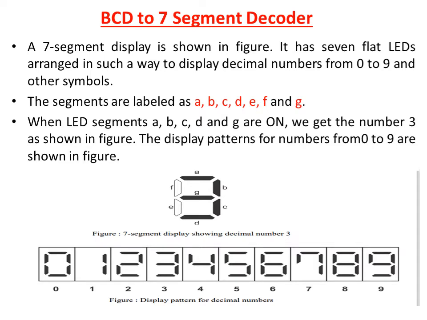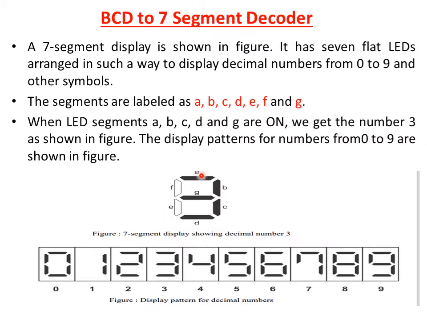A 7 segment display is shown in the figure. It has 7 flat LEDs arranged in such a way as to display decimal numbers from 0 to 9 and other symbols. The 7 segments are labeled A, B, C, D, E, F and G. So these 7 segments are considered as LEDs. This is one LED, this is second, this is third, this is fourth, this is 5, this is 6 and this is 7. So a total of 7 flat LEDs are available.